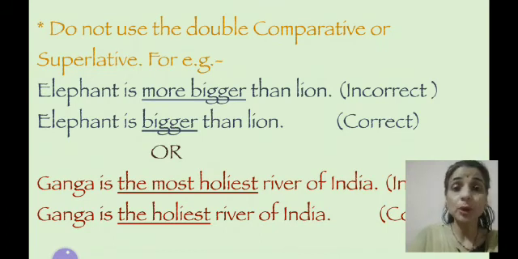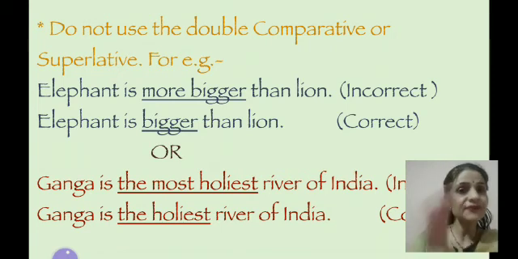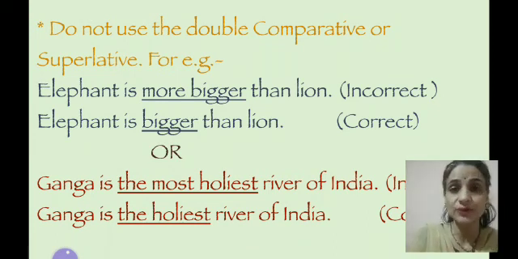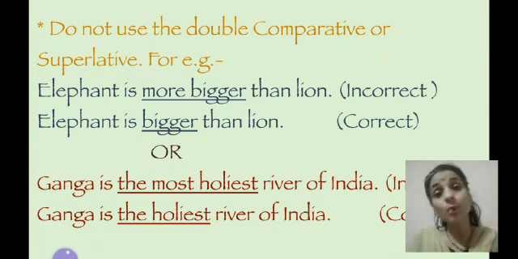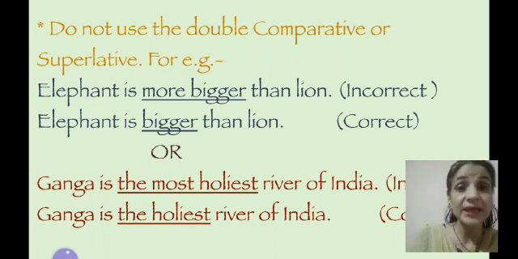Now, one more important rule is, children, do not use double comparison or double superlative. Do you understand? Let's see with an example. Elephant is more bigger than lion. In conversation, many of the children use this kind of words, more bigger. But it is the incorrect sentence. You cannot use more and bigger together in comparative. So what will be the correct sentence? Elephant is bigger than lion. No need to use more.